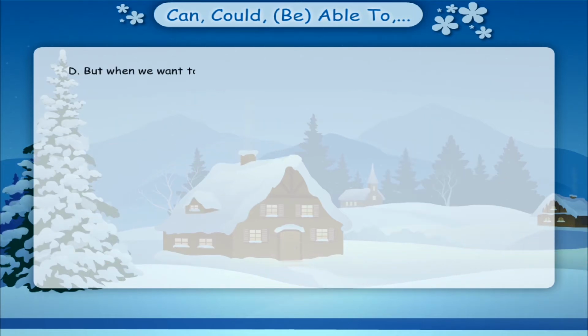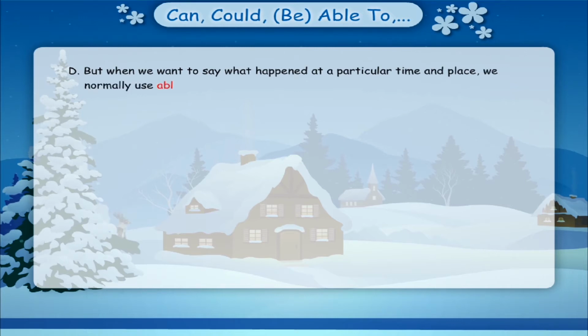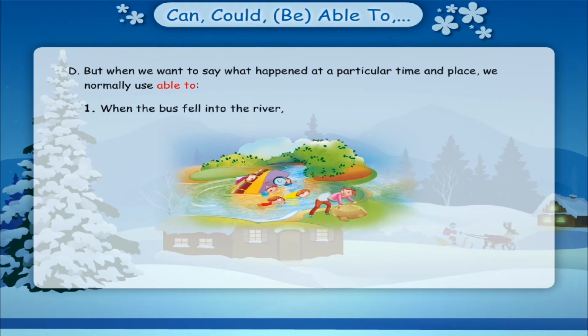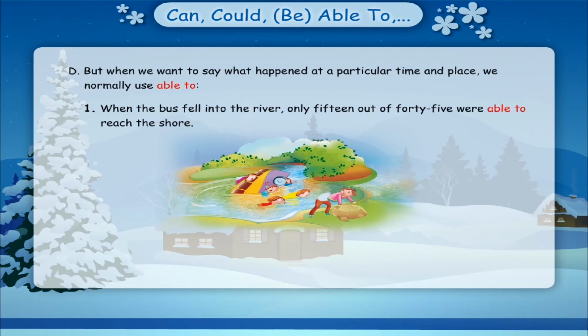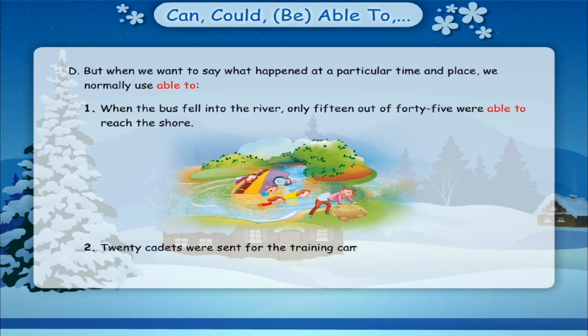But when we want to say what happened at a particular time and place, we normally use able to. When the bus fell into the river, only 15 out of 45 were able to reach the shore. 20 cadets were sent for the training camp. Only 2 were able to pass the test.